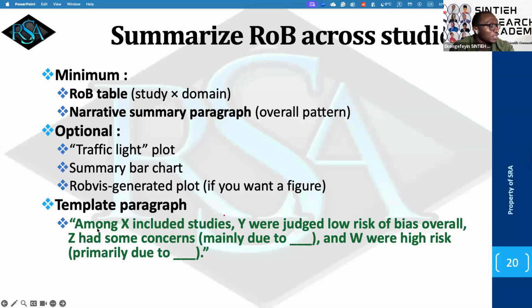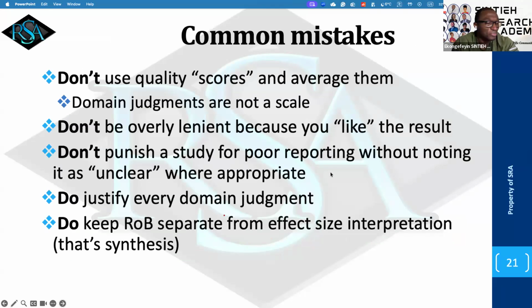You would always have a report that says, among the 10 studies included, 15 were judged as low risk, 10 were judged as some concerns, mainly due to this, and a few had high risk, primarily due to that. That's how you report it.